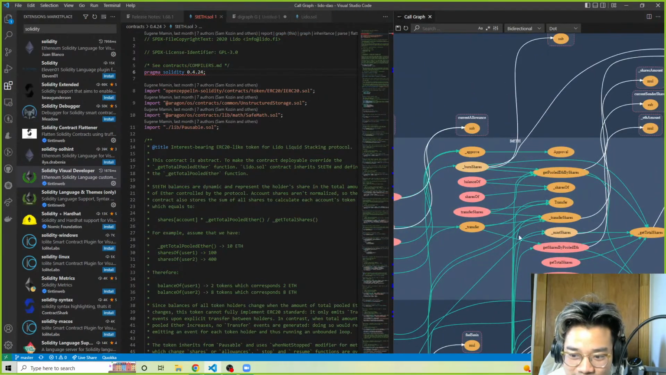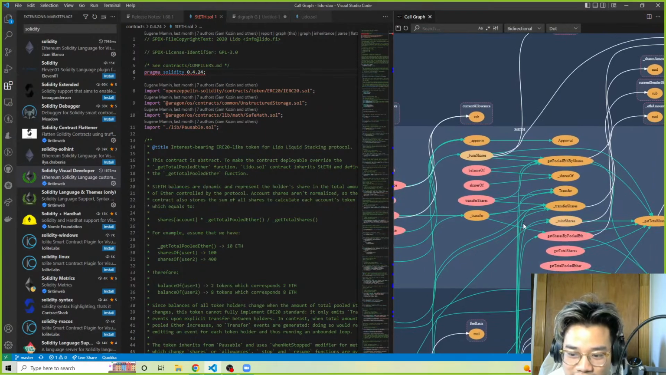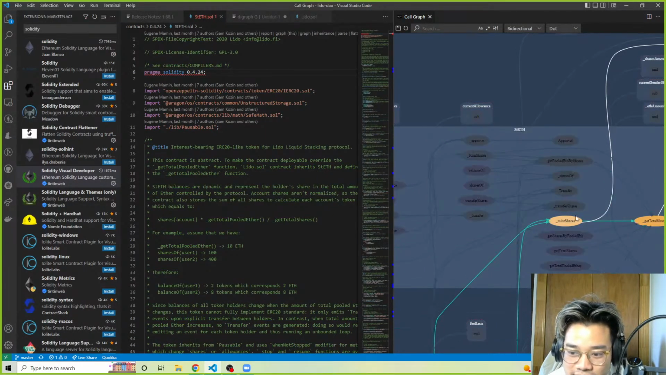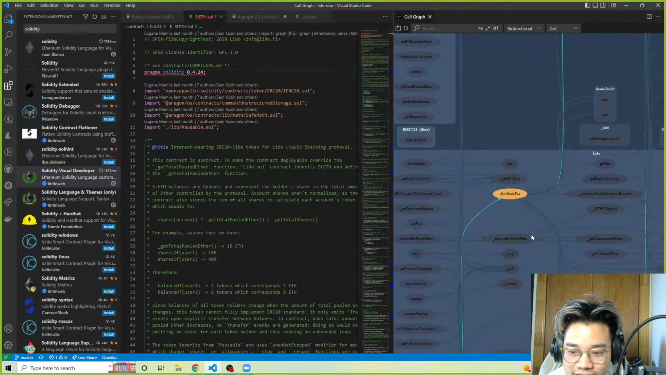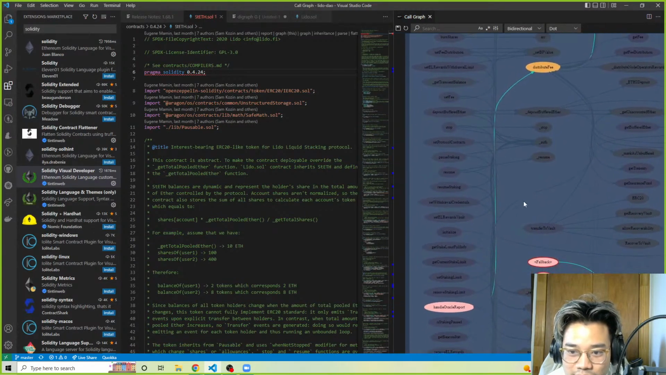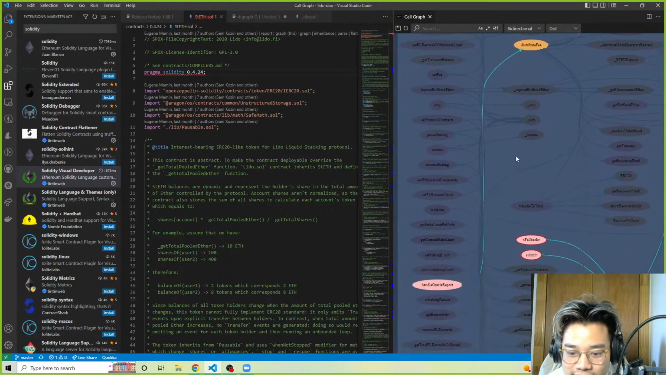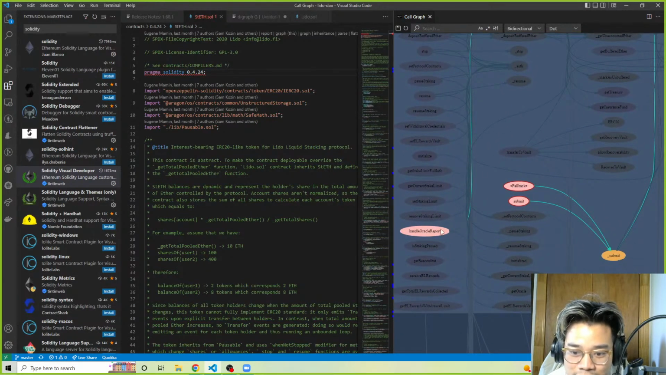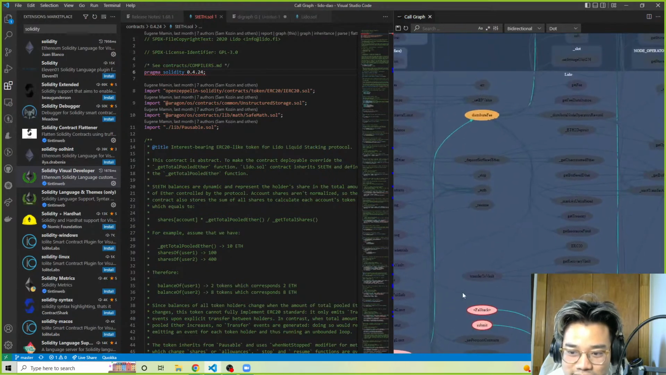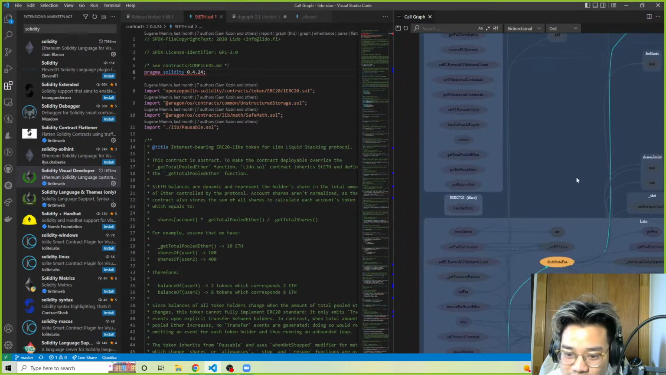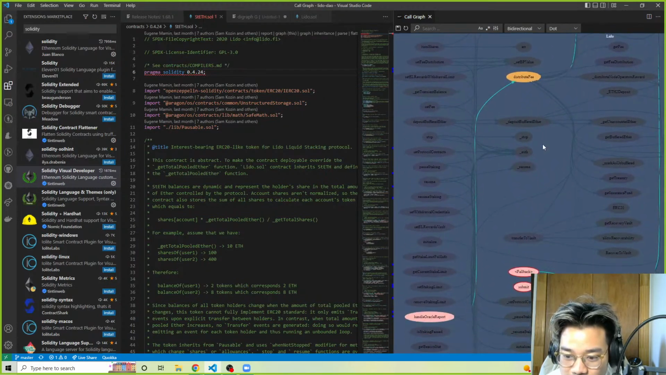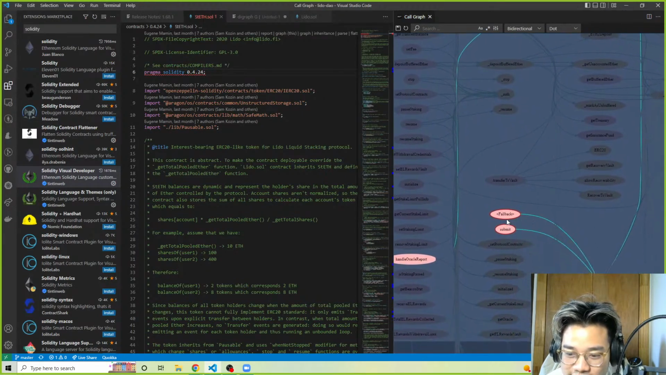I basically wanted to understand when shares were created or burned. So I clicked on mint shares, and I can see that this is called by the Lido contract, and it's called by handle Oracle report. This seems to be the main piece of logic that's moving things around here. I can also see that it's called by this fallback function.